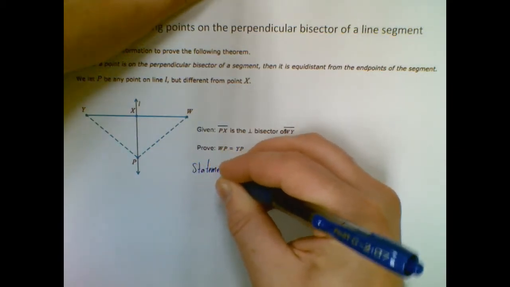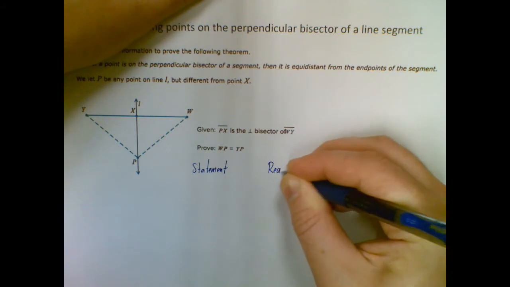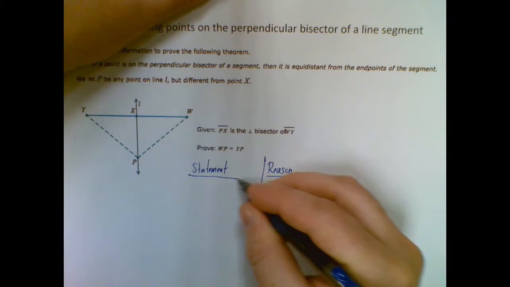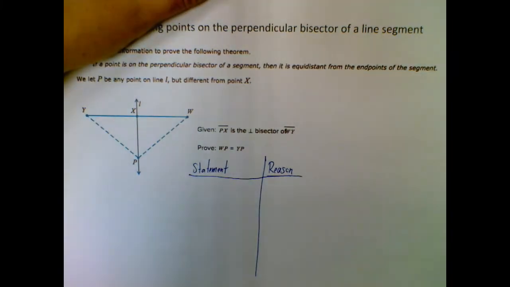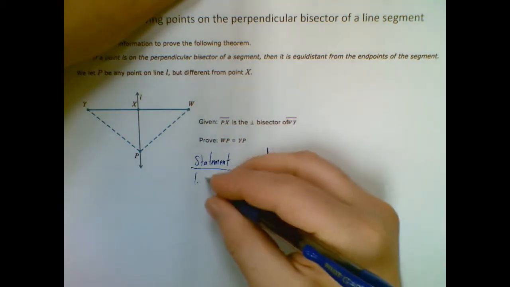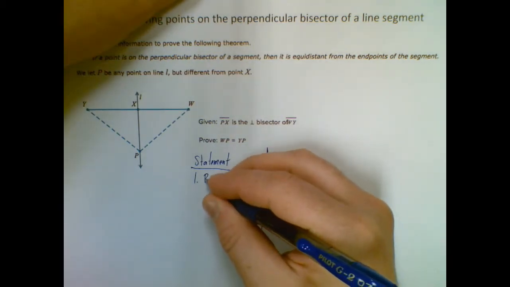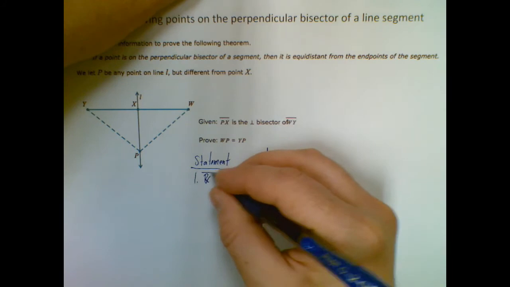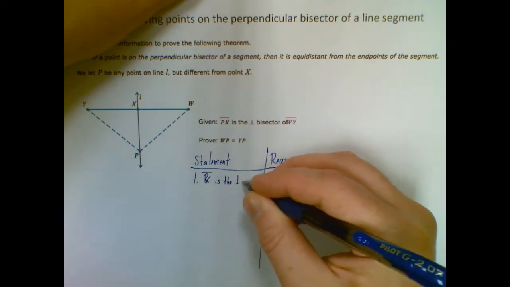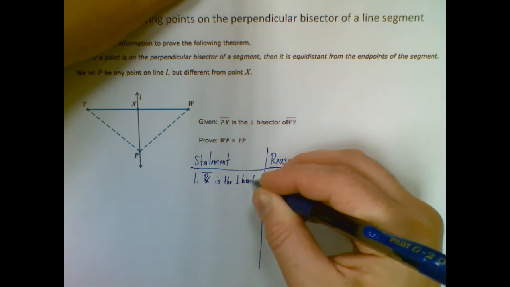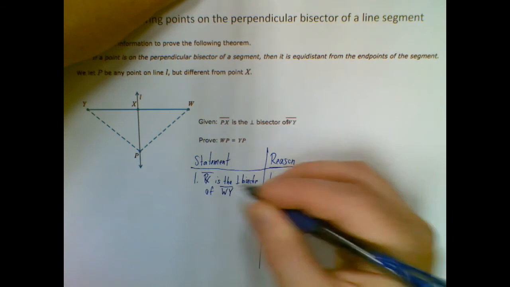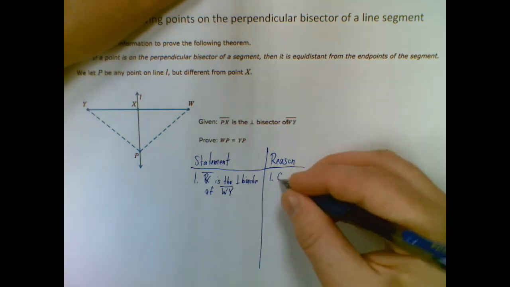So statement. Reason. All right. Statement. Let's start with our given. Okay. PX is the perpendicular bisector of WY. Okay, given.